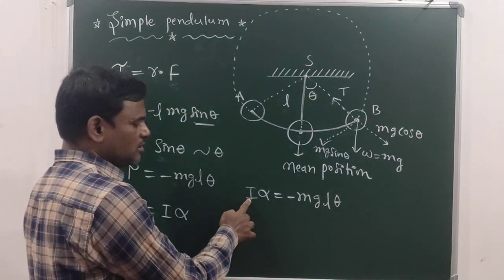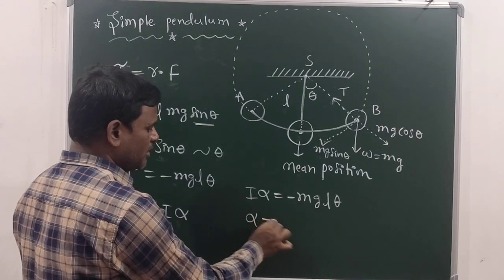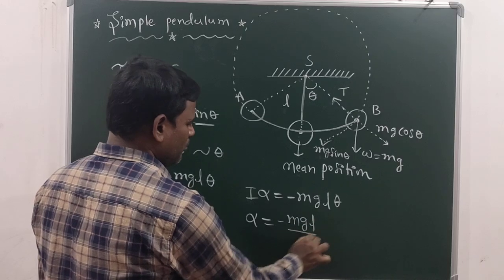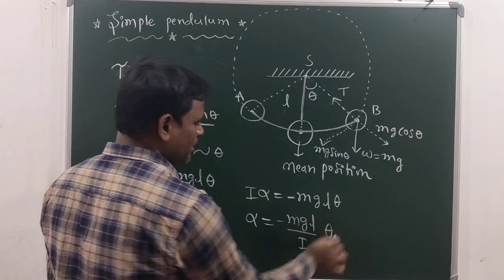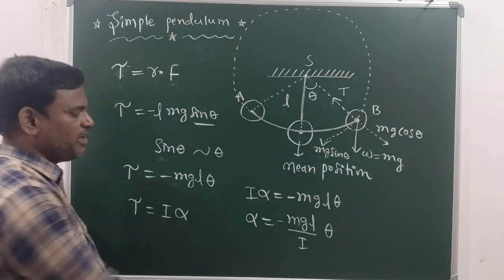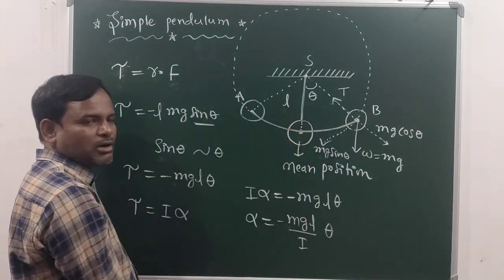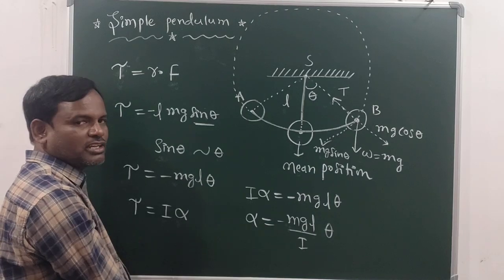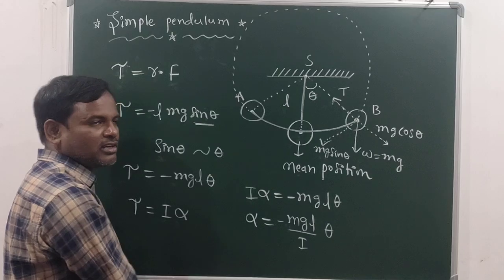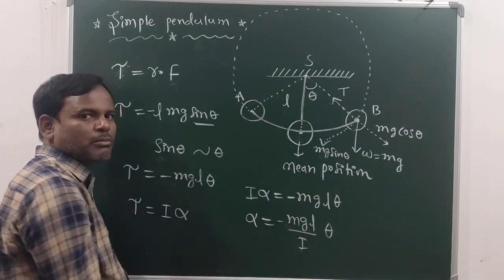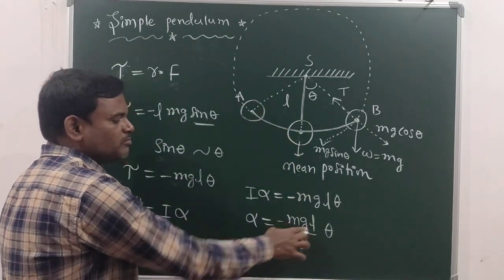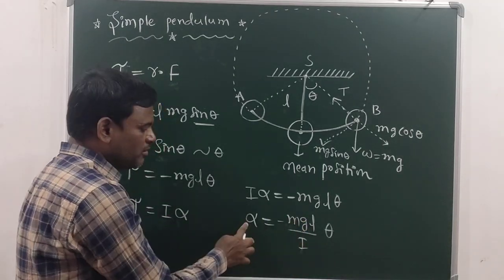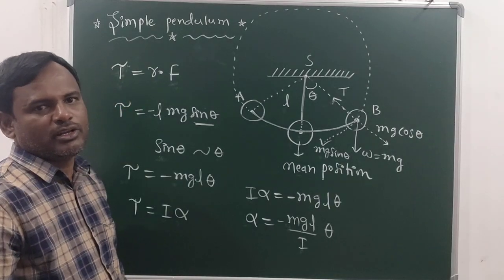Now send this I to the right side so that you will get alpha is equal to minus mgl by I into theta. Now observe here, m means mass of the bob, g means acceleration due to gravity, L length of the simple pendulum, I moment of inertia. So all these are constants, so it is a numerical, but this alpha and theta are variables here.